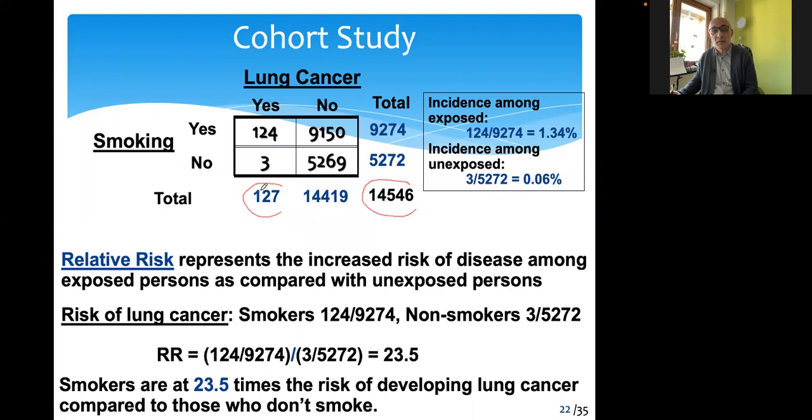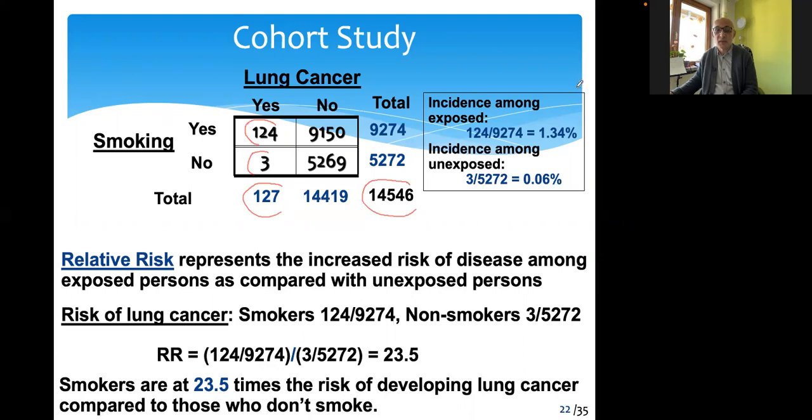And from these people, some were smokers, some not. Of the lung cancer cases, how many were smokers? 124 were smokers, and 3 were non-smokers. Okay. Now, if you want to calculate the relative risk, that means what? This risk represents the increased risk of disease among exposed persons as compared with the unexposed persons.